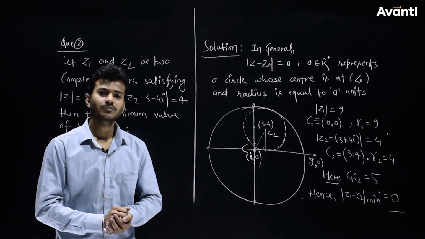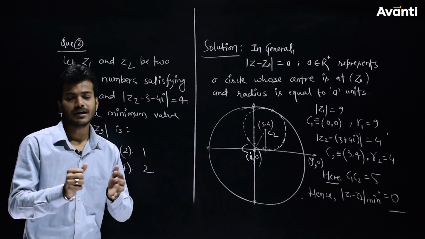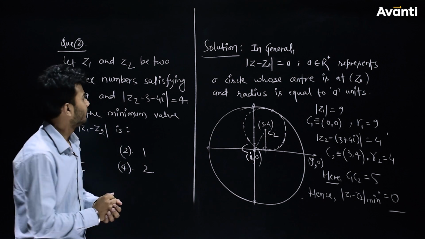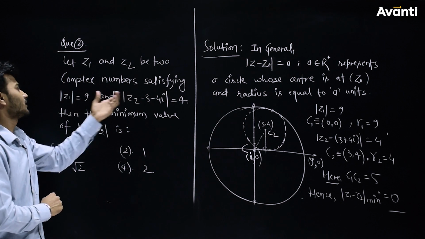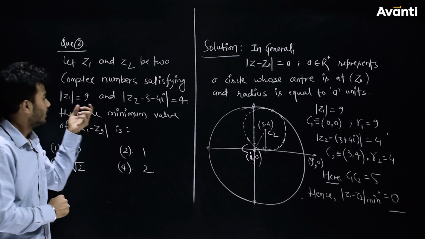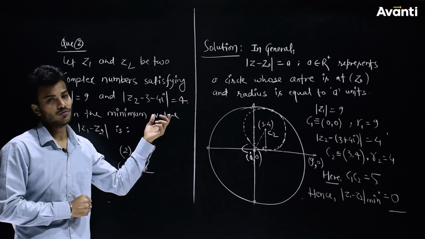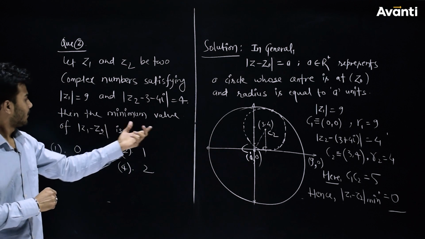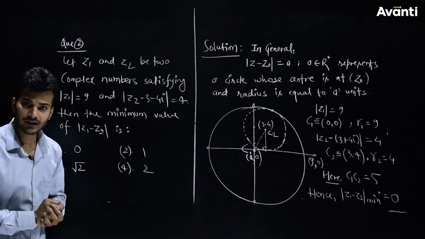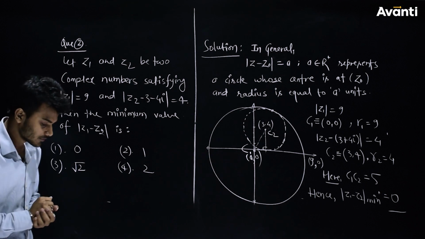Let's move to question number 2. You can see this problem is from the chapter Complex Numbers, and we have: let Z1 and Z2 be two complex numbers satisfying this condition, right? Mod of Z1 is 9, and mod of Z2 minus 3 minus 4 iota is given as 4. Now what are we supposed to find? We are supposed to find the minimum value of mod of Z1 minus Z2, alright? And we have 4 options.